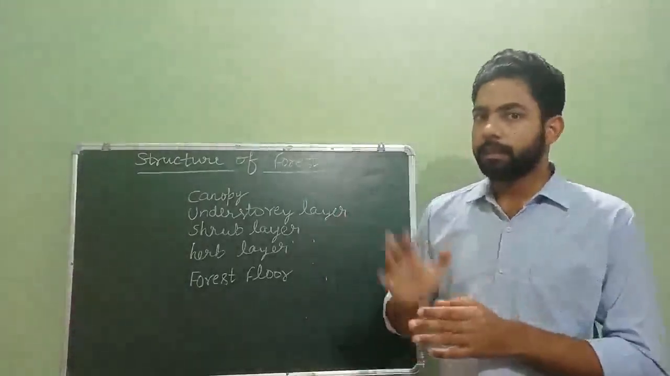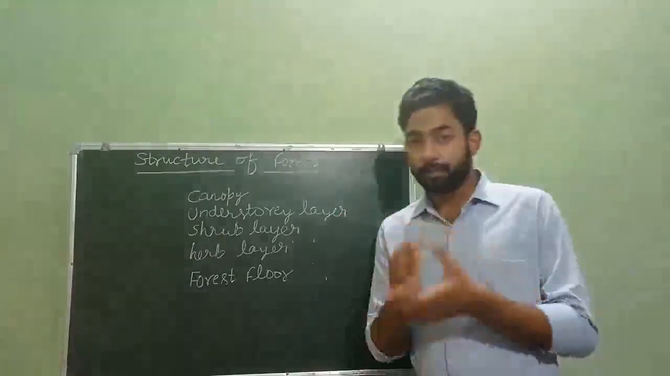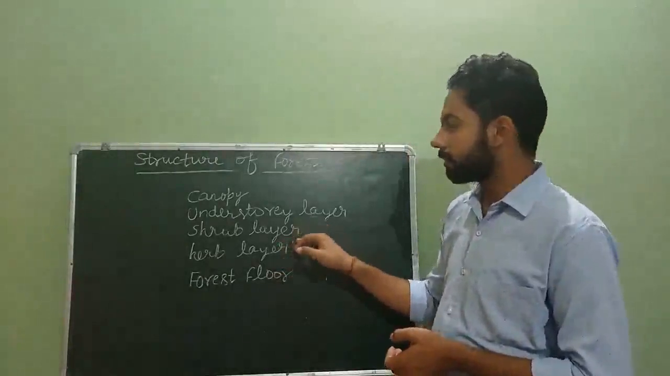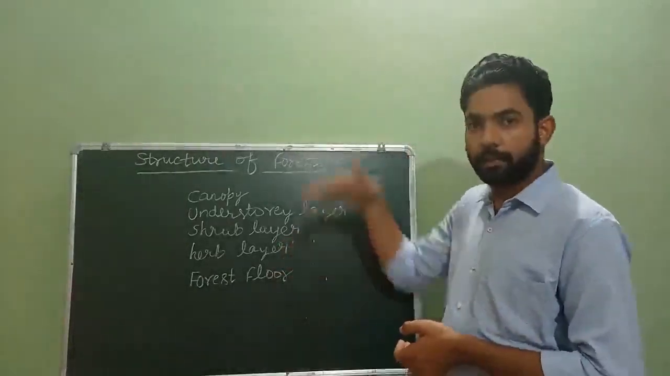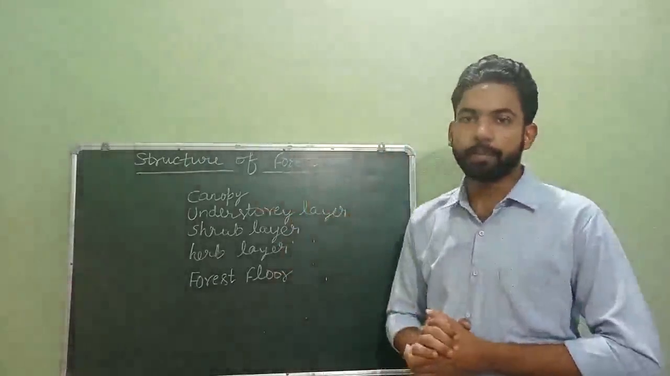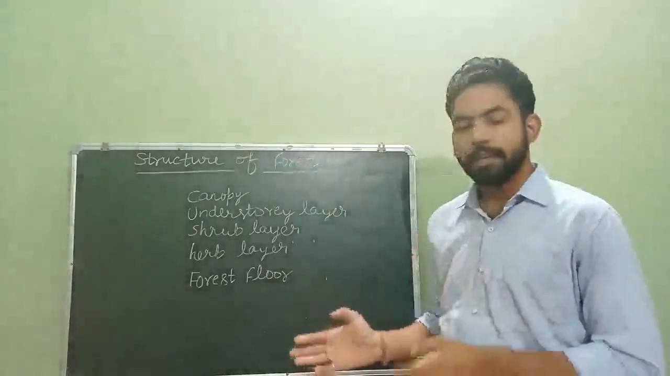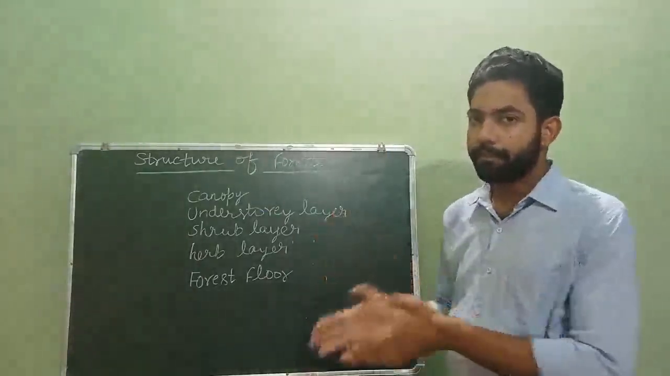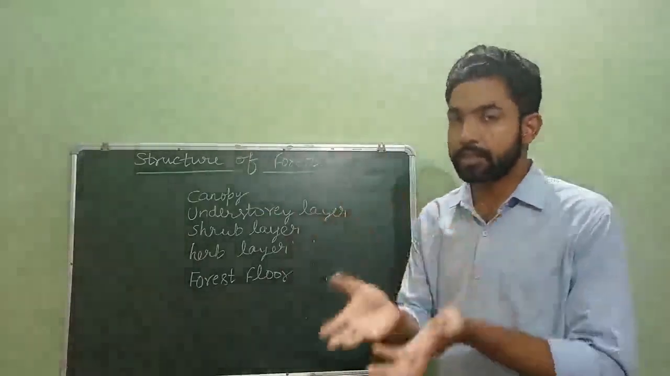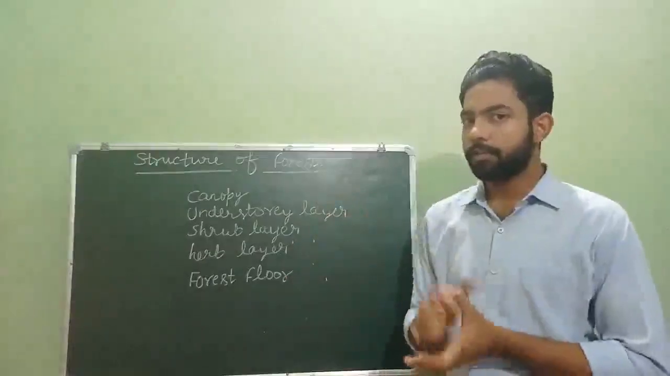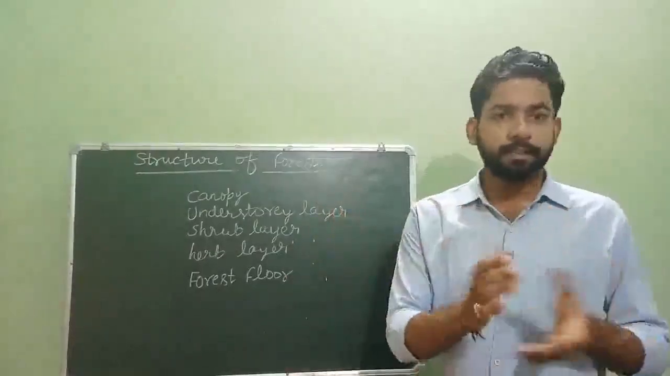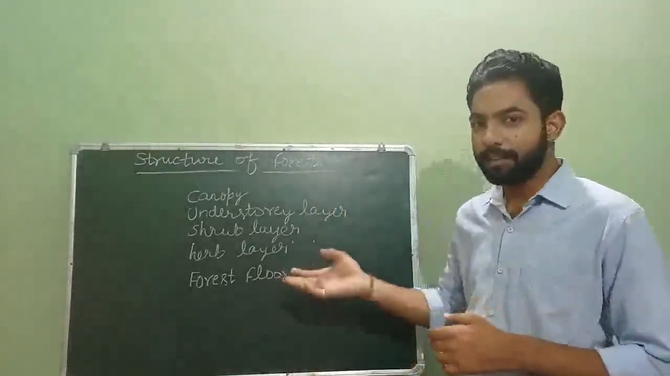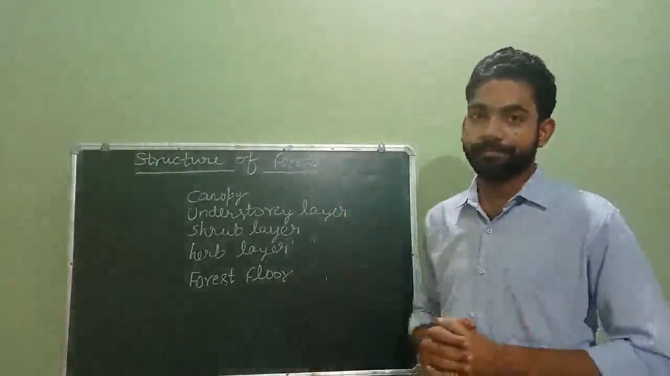Starting from the bottom, there are five types of layers: forest floor, herb layer, shrub layer, understory layer, and the topmost layer is called canopy. Forest floor. It is the layer that touches the earth. It basically comprises the fallen leaves or twigs from the upper layers. It also includes earthworms, insects, etc. Animals like lion, deer, bear, etc. live on this layer.